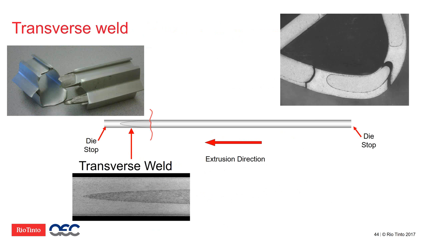Another example here of transverse weld. Again, as you can see on the top right, the joint is not very strong. Not strong enough to handle any kind of severe stretching. That's what transverse weld is all about. You'll see later when we talk about coring, they can be transverse weld combined with coring. I will describe this a bit later on.